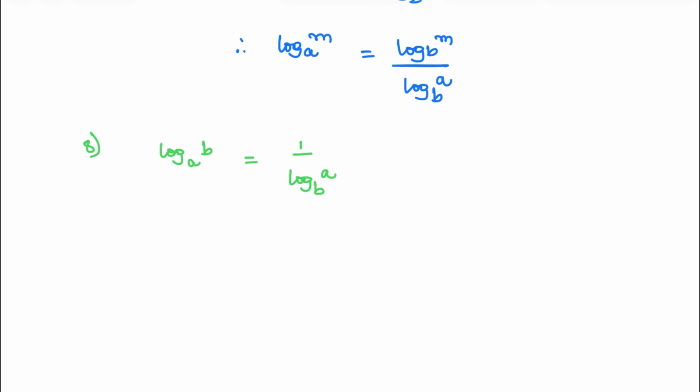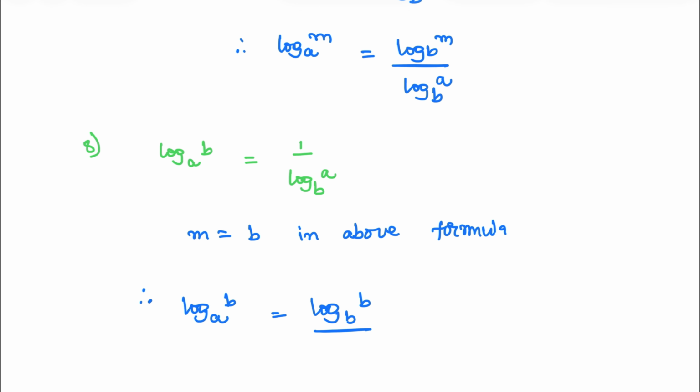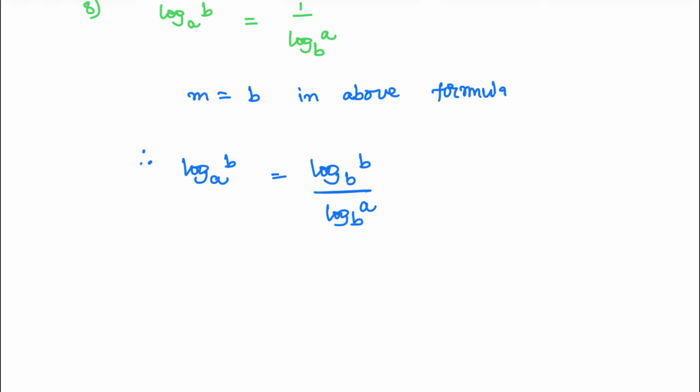See, in the above formula, we will substitute m equal to b. Therefore, log b base a equals log b base b by log a base b. We already know log b base b equals 1. So it is 1 by log a base b. Therefore, log b base a equals 1 by log a base b.